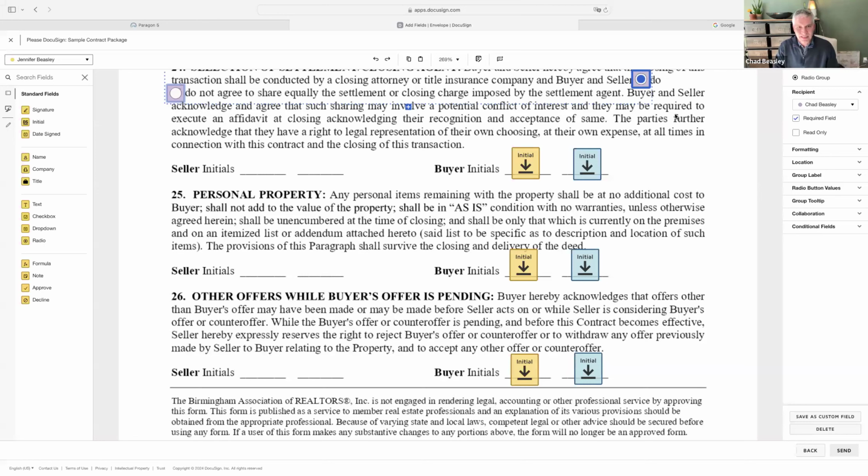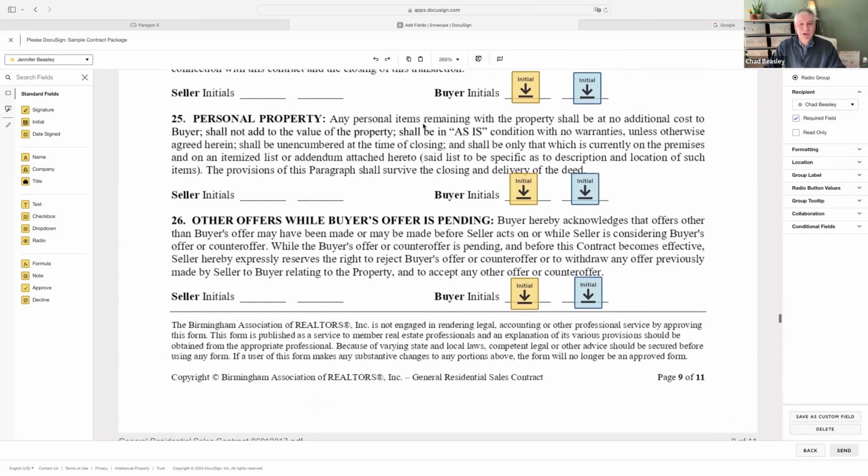Really, the closing attorney is there to make sure all the documents are done properly. They're acting as an agent of the title insurer to make sure that the title is transferred properly and cleanly. And they're also acting as an agent of that mortgage company to make sure all their documents are done properly. They're not representing one party over the other.